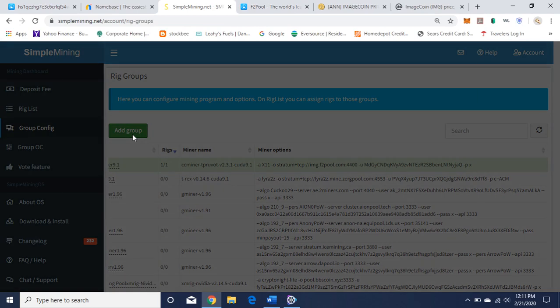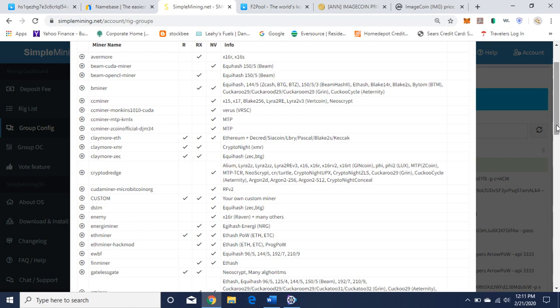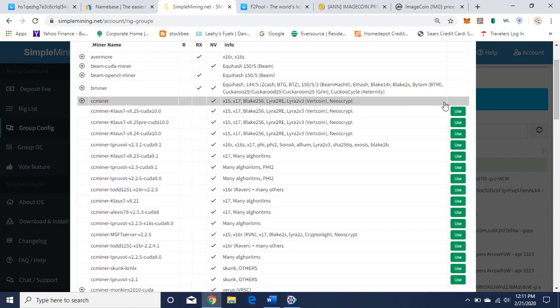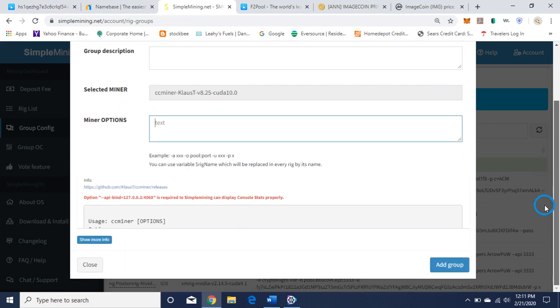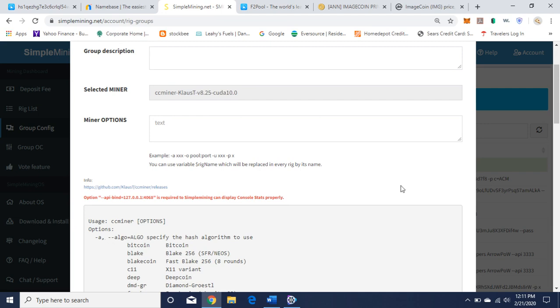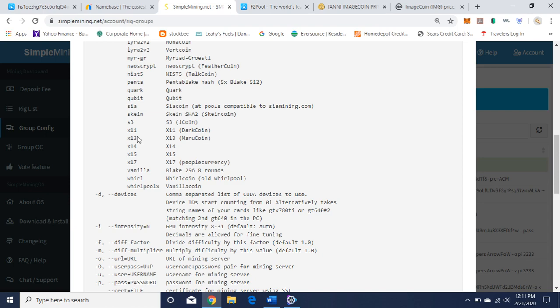So you're going to go to add group. You're going to go down to ccminer, which is right here. You're going to put your command line here, cut and paste it. Group name, again, I put the name of the project, the group description. I usually do the miner and the pool name. So here you go down to show more information, and it'll show you that it covers X11 right here. It's also known as Darkcoin.